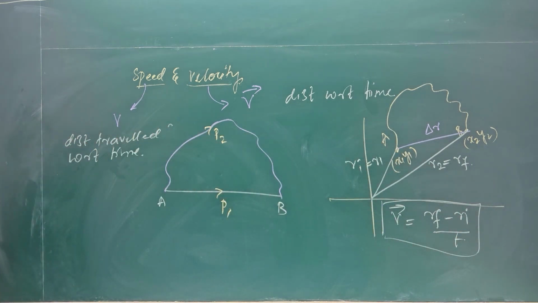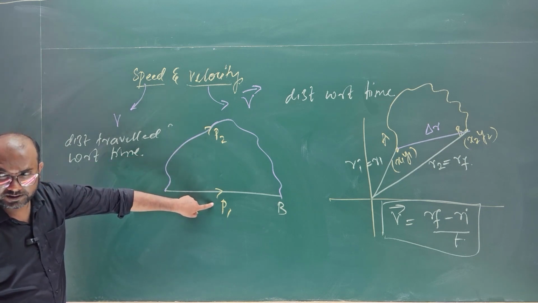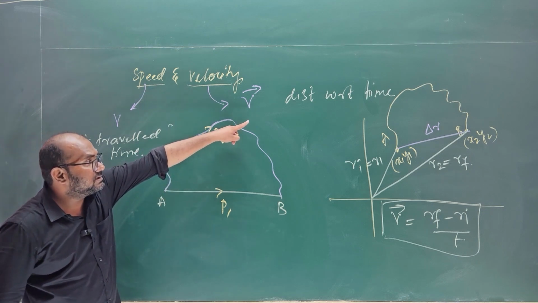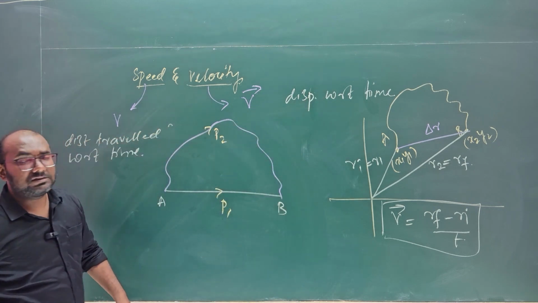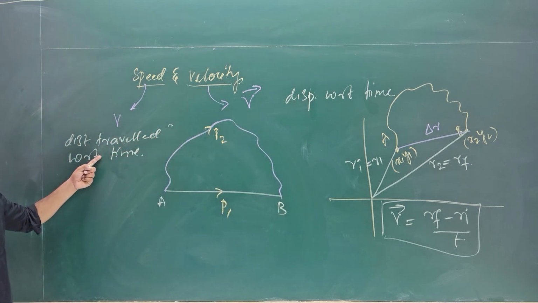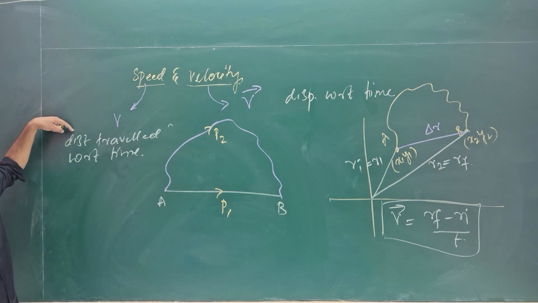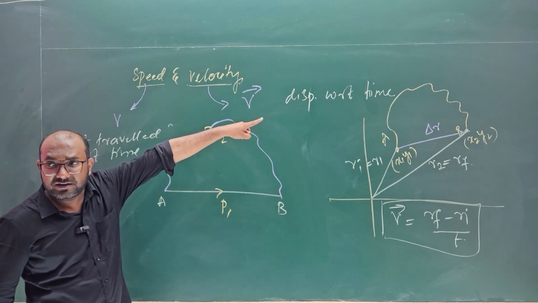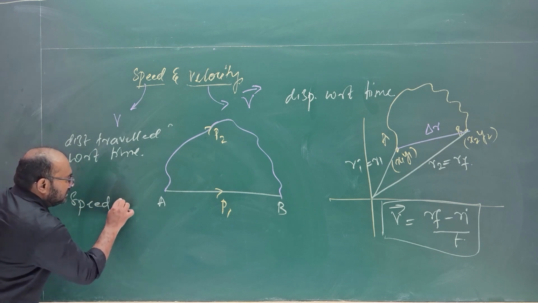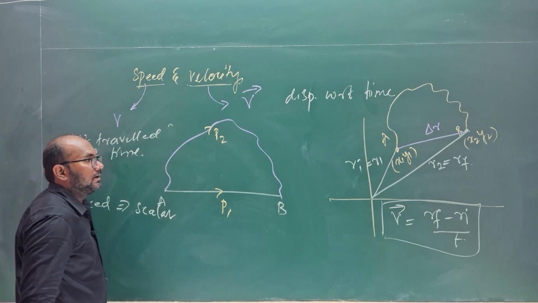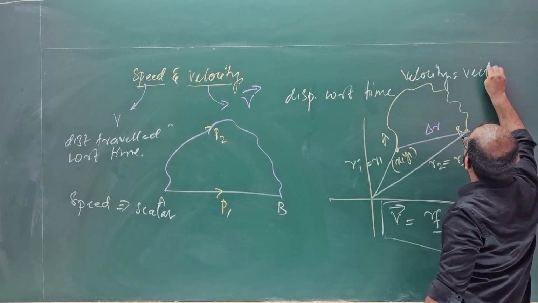Now, is distance a scalar quantity or a vector quantity? Scalar quantity. Displacement? Vector quantity. Velocity is associated with displacement, and speed is associated with distance. Distance is a scalar quantity and displacement is a vector quantity. That means speed is a scalar quantity, and velocity is a vector.